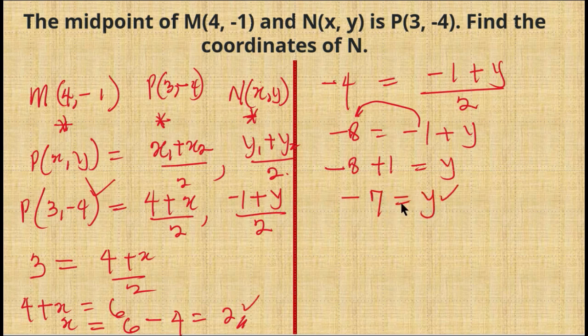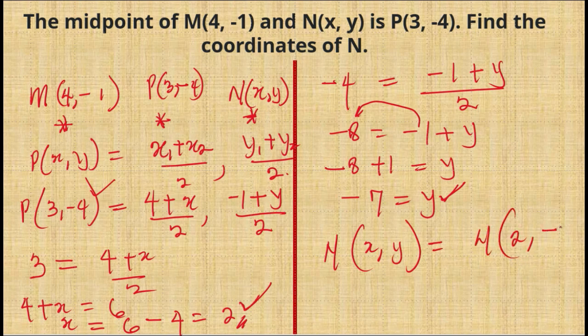So that invariably, for N, the y value is -7 and the x value for N is 2. So that I can write my N now, which is (x, y), will be the same thing as N(2, -7). So these are the coordinates of N.